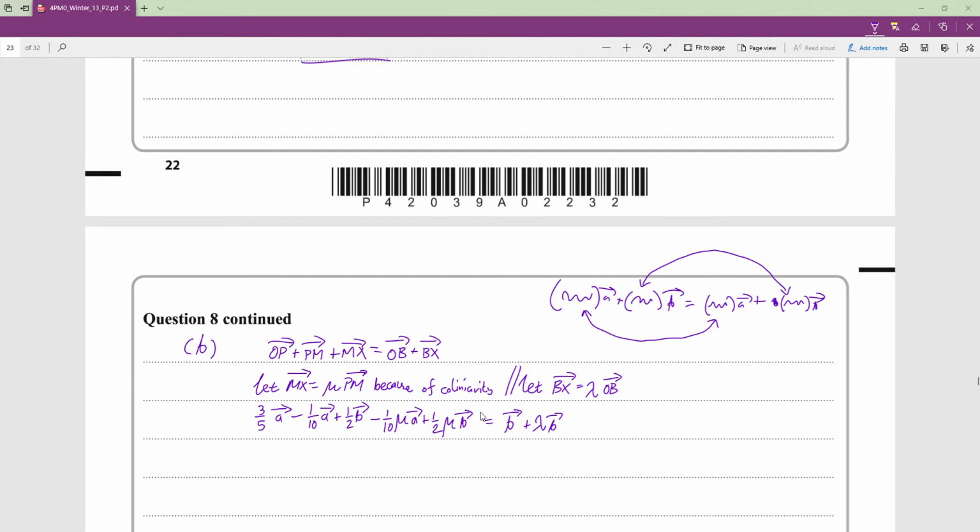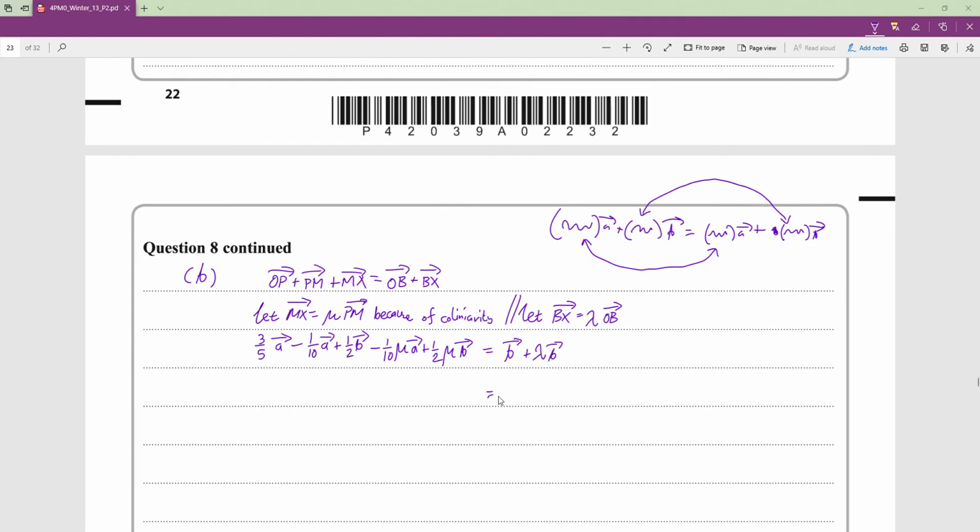Now we want to get our equation into this form, where we have some expression multiplied by a plus some expression multiplied by b is equal to the same on the other side. So obviously on this side it is much easier. We know that 1 plus lambda times the vector b plus 0 times the vector a will be equal to, on this side, let's look at the a's first. 3 over 5 minus 1 over 10 is a half. And then that is also minus 1 over 10 mu.